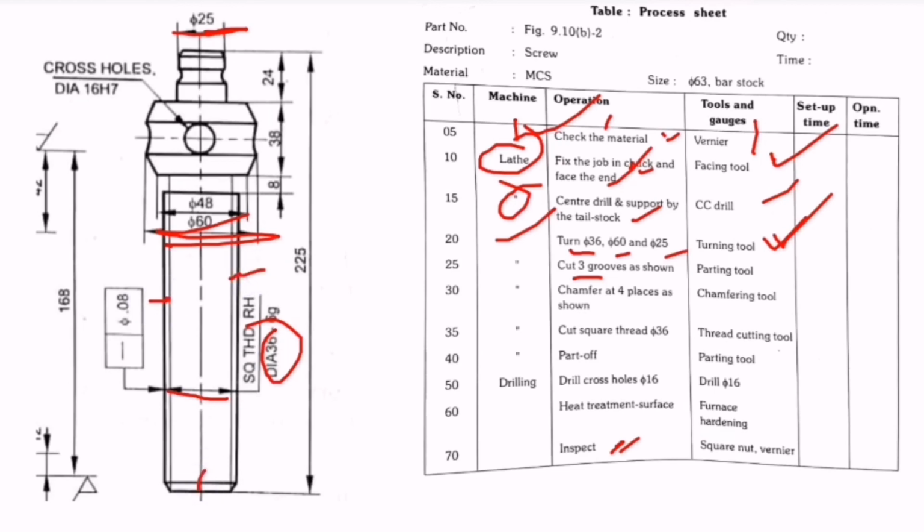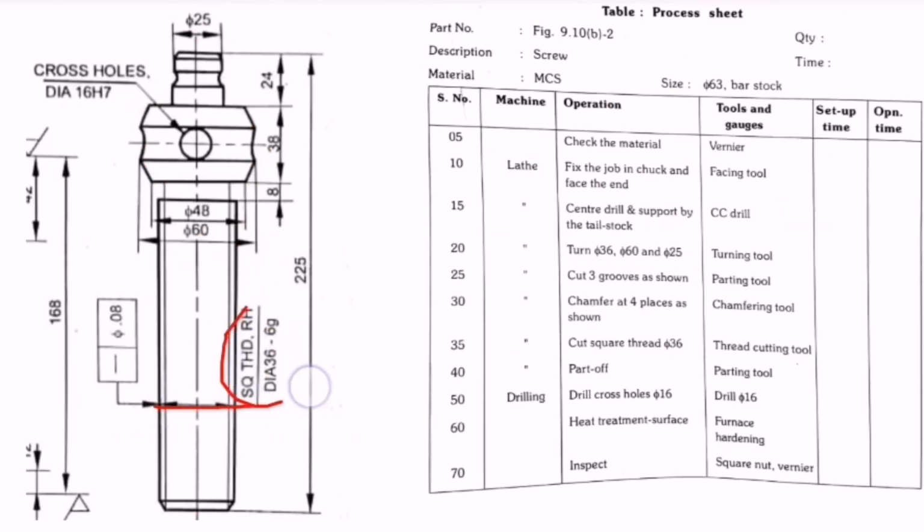So 3 grooves. After that, chamfer at 4 places as shown. Chamfering is very important. This place, this and this. After doing this chamfering, cut the square thread of 36 diameter. This is the square thread of 36 diameter as shown in the figure.